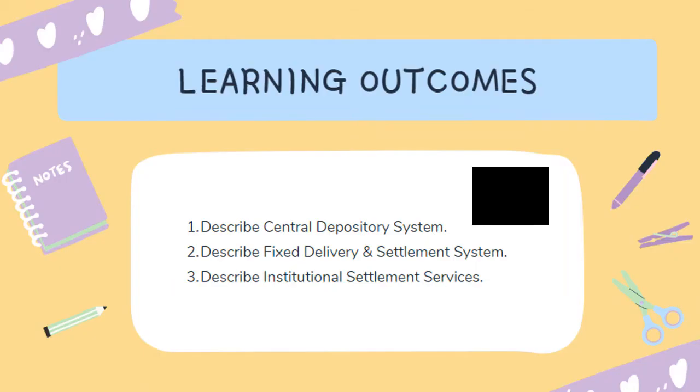At the end of this chapter, the students are able to describe the central depository system, the fixed delivery and settlement system, and also institutional settlement services.